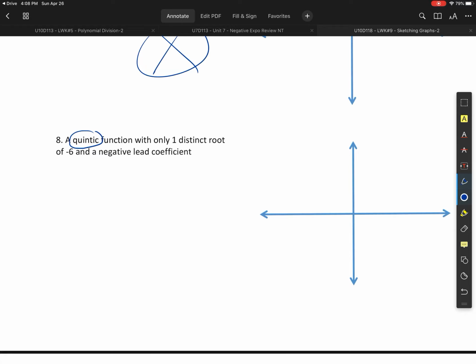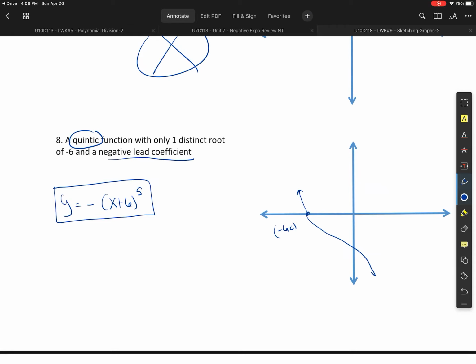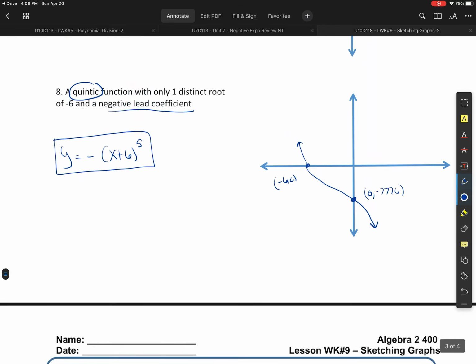Alright, quintic. With one root of negative 6, a negative lead coefficient. So I got negative x plus 6. And we can't make up extra roots. We can't throw in imaginaries. You can't throw in rads. All we got is negative 6. So you know what? Negative 6 to the 5th power. Negative 6 comma 0. Going up. Passing through somewhere over here. Find my y-intercept, 0, negative 7,776. And there's my acceptable graph.